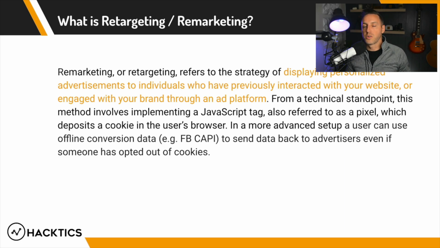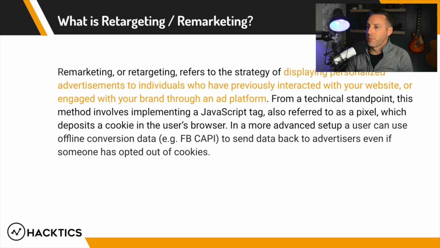What I do want to do is talk about what this is and then what it used to be. So again, I'm going to read my screen here. I don't know if I'm supposed to do that, but here we go. Remarketing is the term used on Google. Retargeting is the term that is used on Meta and TikTok. That refers to the strategy of displaying personalized advertisements (they might not always be personalized, we can talk about the difference there) to individuals who have previously interacted with your website or engaged with your brand through an ad platform.